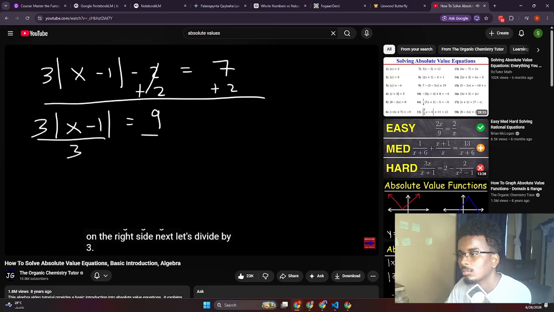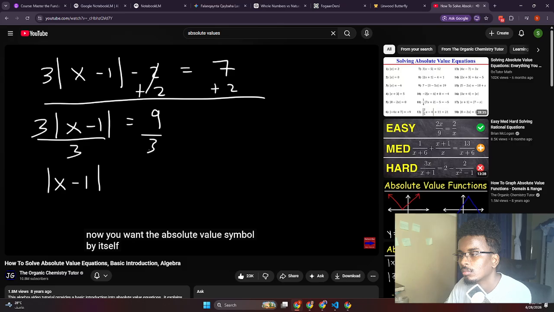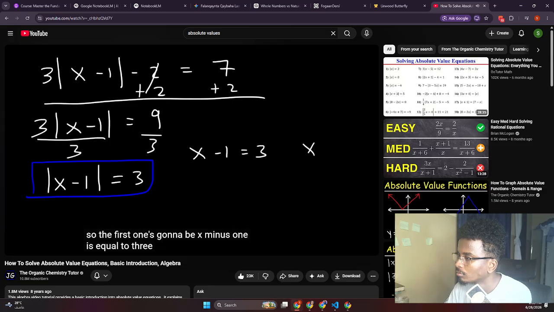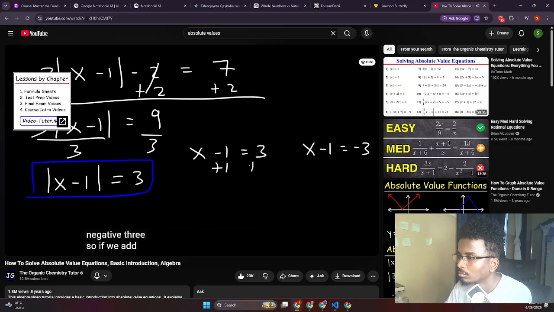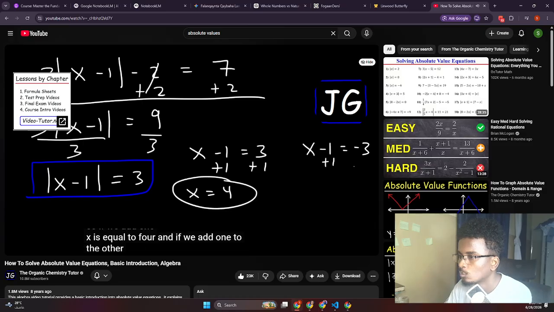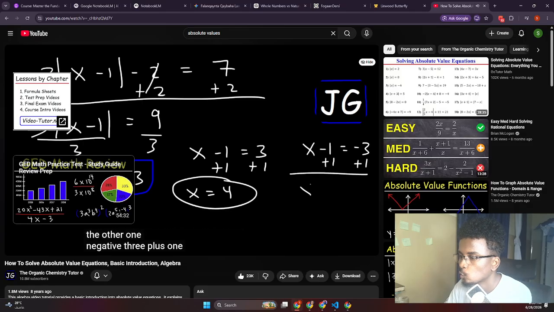Next, let's divide by 3. Now you want the absolute value symbol by itself on one side. Once you have it at this point, now you want to write 2 equations. So the first one's going to be x minus 1 is equal to 3, and the second, x minus 1 is equal to negative 3. So if we add 1, x is equal to 4, and if we add 1 to the other one, negative 3 plus 1 is negative 2.